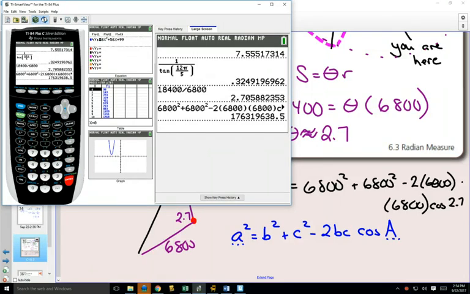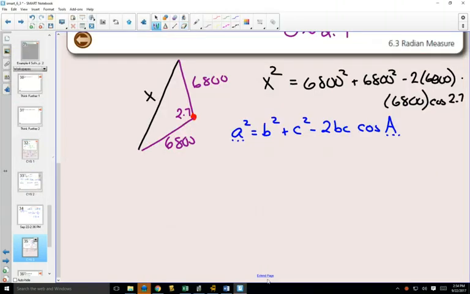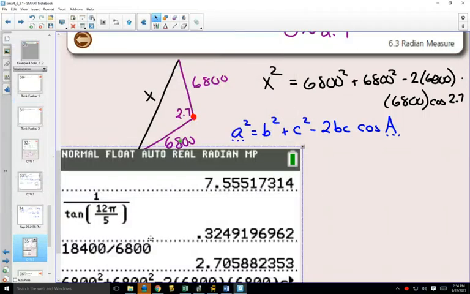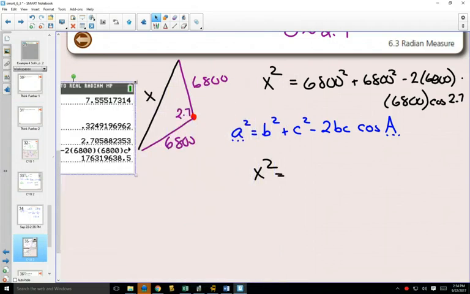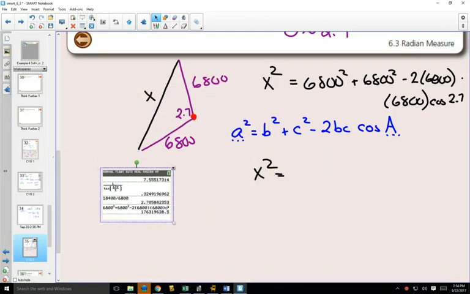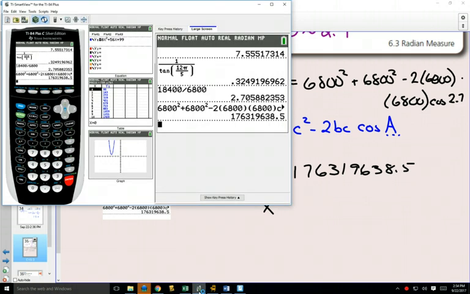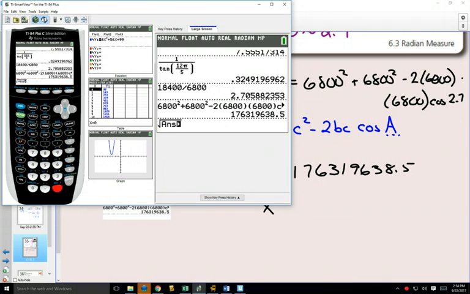What's that equal to? That's going to be what x squared is equal to. So x squared was equal to, oh my goodness, such a big number. Just drag your calculator screen somewhere and put it on here so you don't have to. Can you do that on your notes? Just drag your screen? Perfect. 1,763,19638.5. Well, it actually goes further than that. What do we need to do to that to find x? We have to square root it. Second, square root of our answer, second answer.